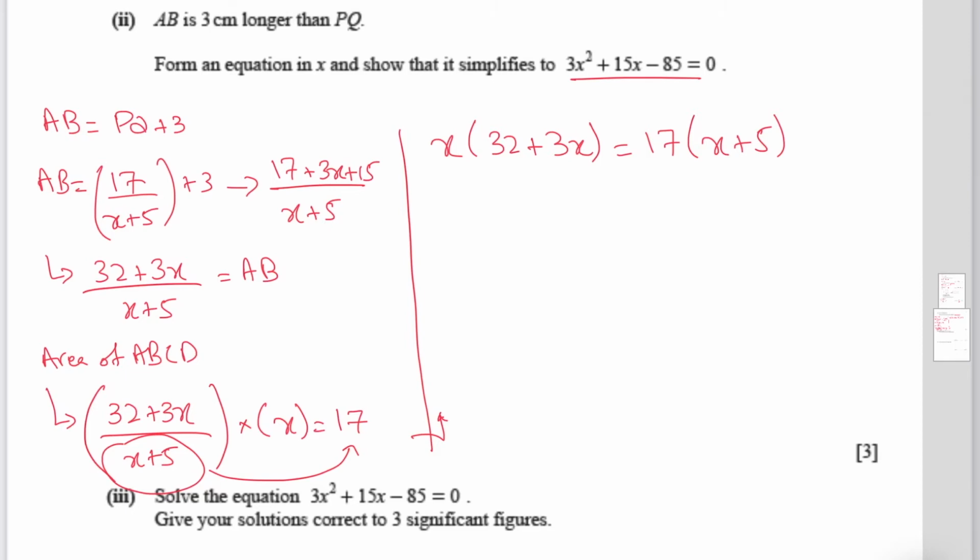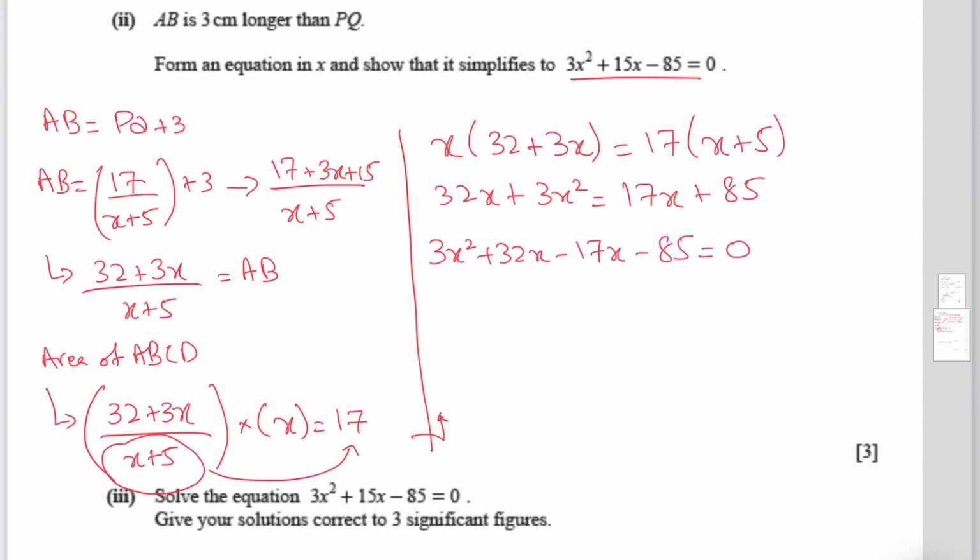So x times 32 gives us 32x, plus 3x times x gives us 3x squared, equal to 17 times x, which gives us 17x, plus 17 times 5 gives us 85. Okay, so let's bring everything to the left. We have 3x squared plus 32x minus 17x minus 85 equal to 0. When you do 32x minus 17x, you get 3x squared plus 15x minus 85, which is equal to 0. Hence we proved this equation.